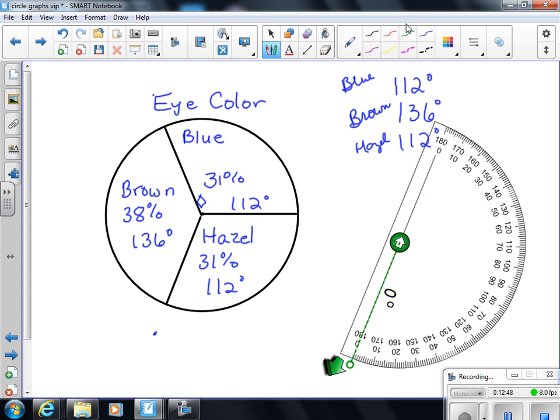So we have successfully completed all the steps for drawing a circle graph. First, we had to collect our data, then we calculated our percents, then we calculated our degrees, and then we drew it onto our graph. Are there any questions?